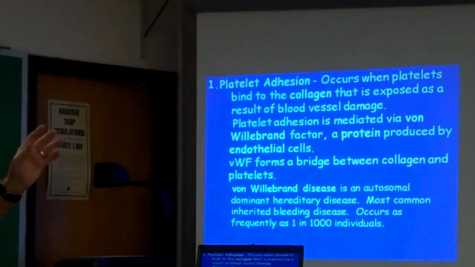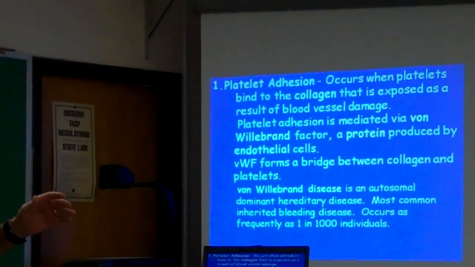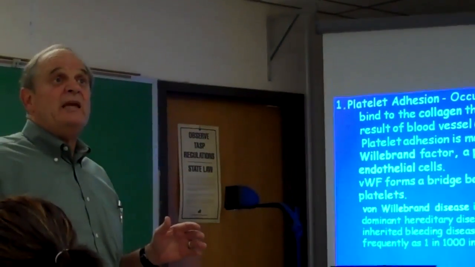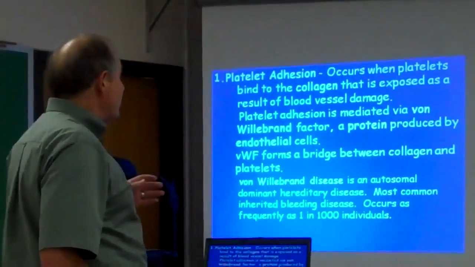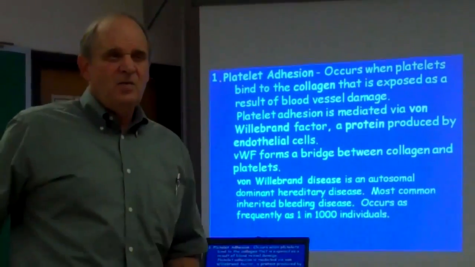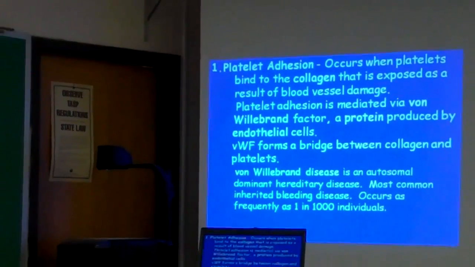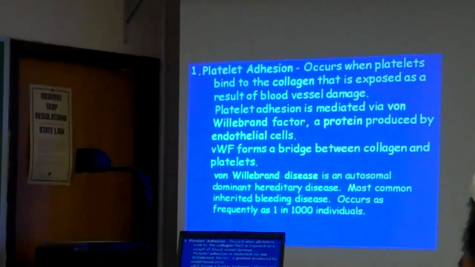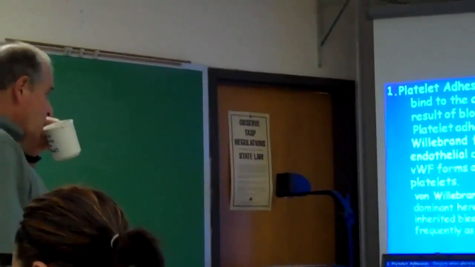Let me just mention, I'll show you a diagram of this in a few minutes. There's von Willebrand disease, where that protein is lacking, and it's a mild bleeding disease. But von Willebrand factor is a protein produced by what? Endothelial cells. Now, what is the endothelium? Y'all remember that from 2401? It's the inner lining of a blood vessel, isn't it? So it's produced by the endothelium.